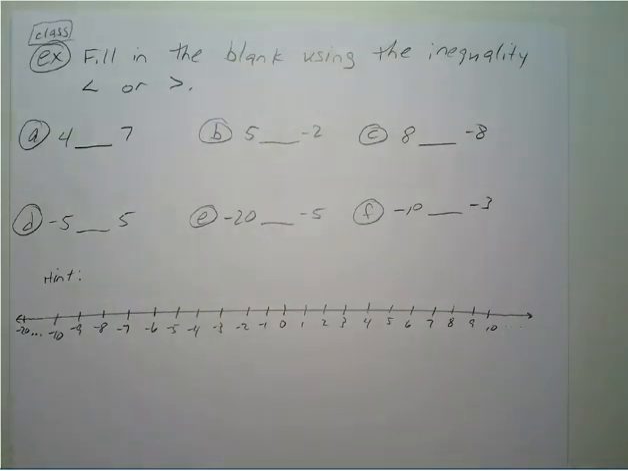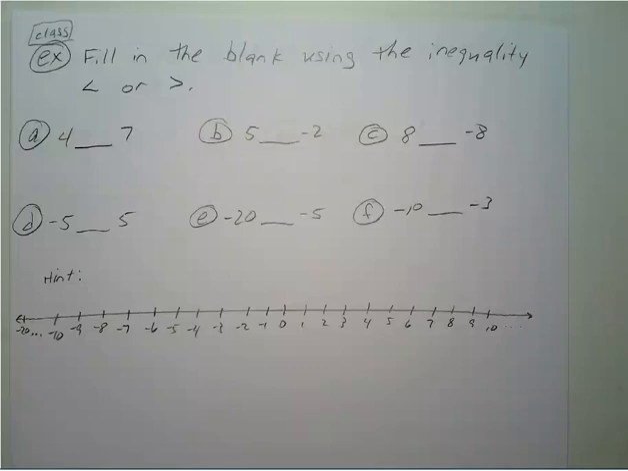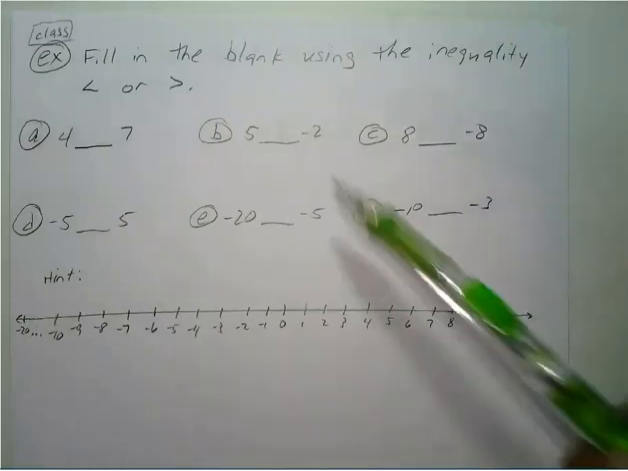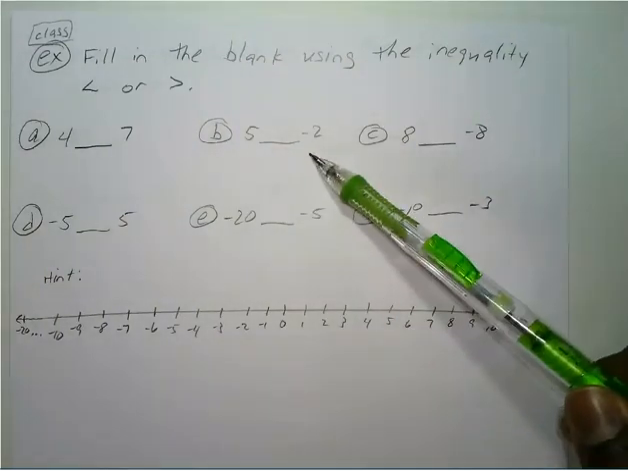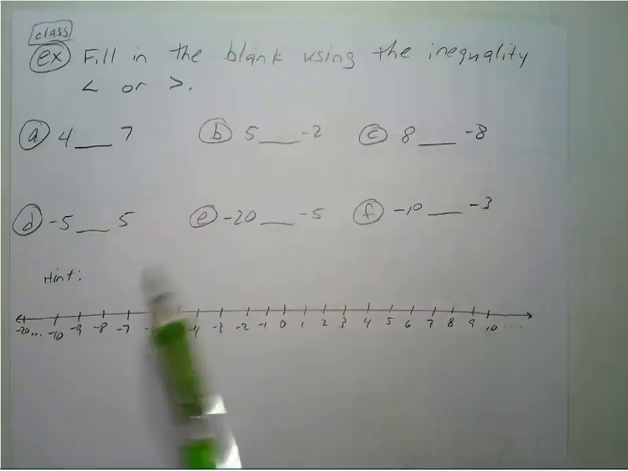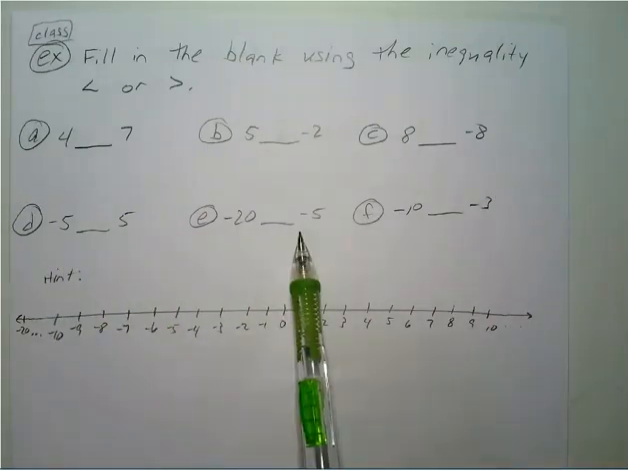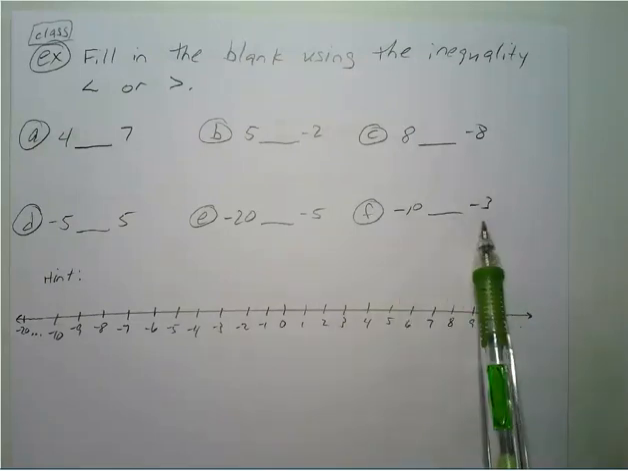So I want you to fill in the blank using the inequality less than or greater than. We kind of left out less than or equal to or greater than or equal to. You have 4 and 7. Is it less than or greater than? You have 5 and negative 2. You have 8 and negative 8. Negative 5 and 5. Negative 20 and negative 5. And negative 10 and negative 3.